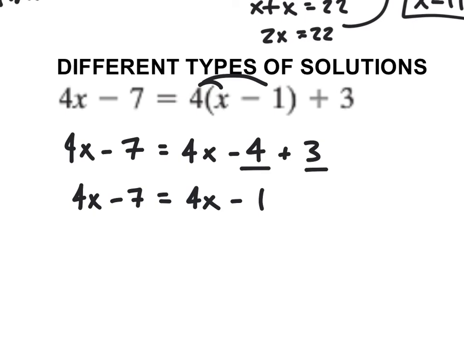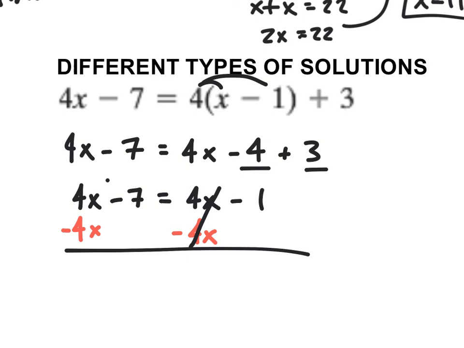Now what I'm going to do is, this is getting a little confusing here. I'm going to subtract 4x from both sides. Notice how the 4x's are the same on both sides. What's going to happen is these are going to cancel out, and these are going to cancel out. So what I'm left with is this. Negative 7 is equal to negative 1. All of a sudden, my variables have been eliminated.